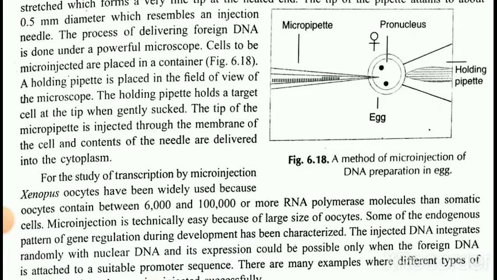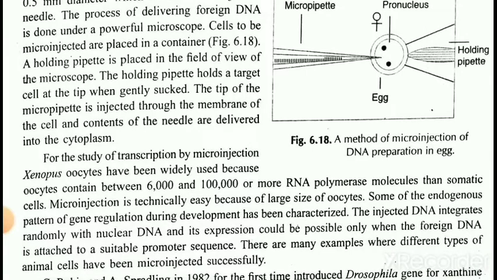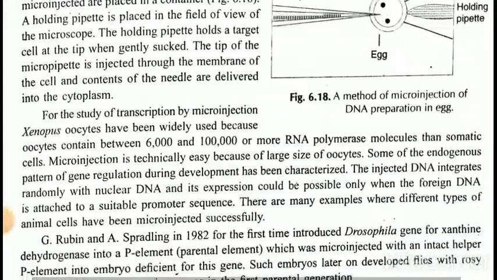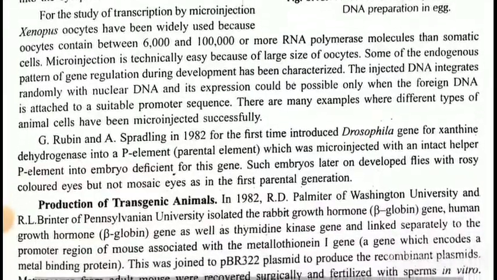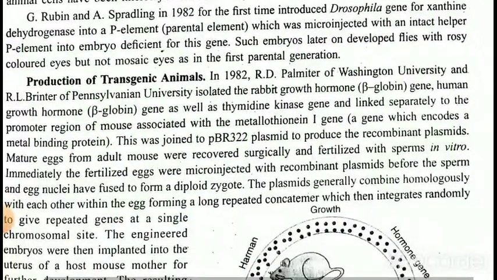between 6,000 or more RNA polymerase molecules than somatic cells. Microinjection is technically easy because of the large size of oocytes. Some of the endogenous patterns of gene regulation during development have been characterized. The injected DNA integrates randomly with nuclear DNA, and its expression could be possible only when the foreign DNA is attached to a suitable promoter sequence. There are many examples where different types of animal cells have been microinjected successfully.